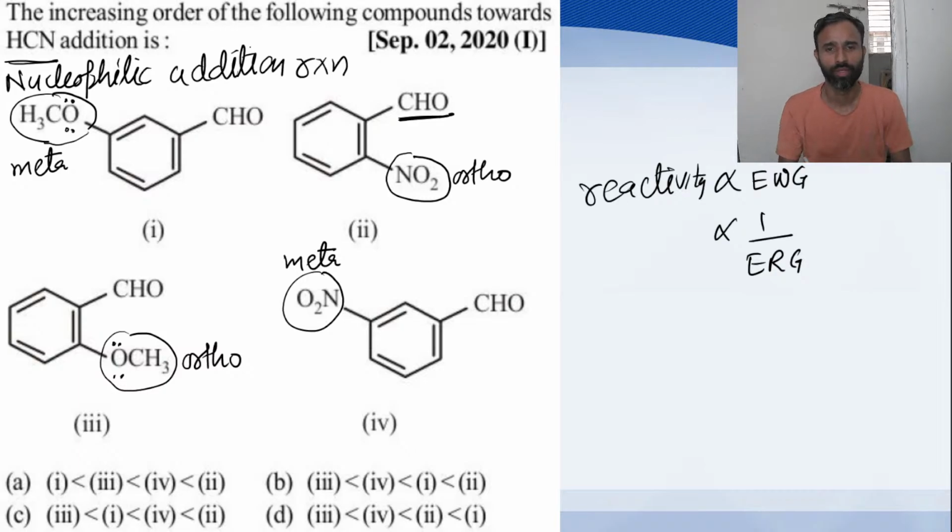So see, at ortho position, NO2 has minus R and minus I effect. At meta position, it has minus I effect. At ortho position, OCH3 has plus R and minus I effect, but the dominating one is plus R at ortho position. At meta position, it has only minus I effect.